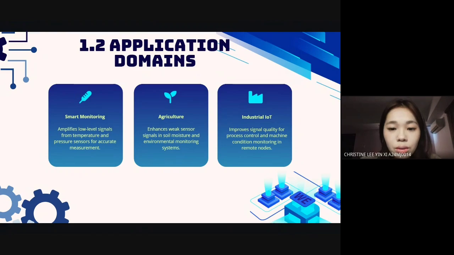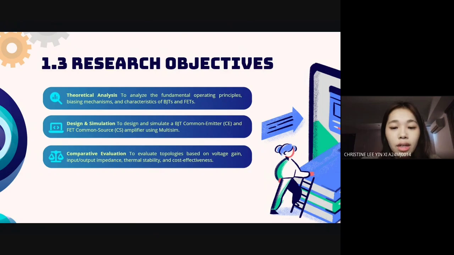And our research targets three primary application domains where this technology is vital. The first one is smart monitoring, where we amplify low-level signals from temperature and pressure sensors for accurate medical or environmental measurement. Second is agriculture, where we focus on enhancing weak sensor signals in soil moisture and environmental monitoring systems to optimize crop yields. And number three, industrial IoT, where improving signal quality is key for reliable process control and machine condition monitoring in remote nodes.